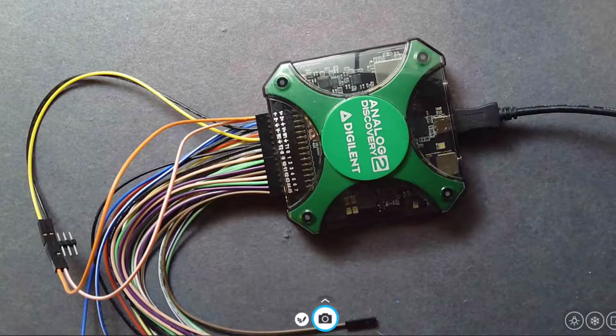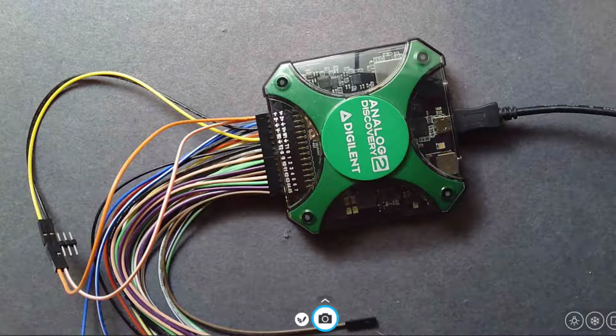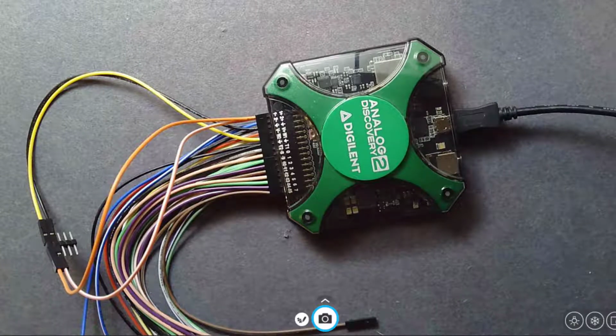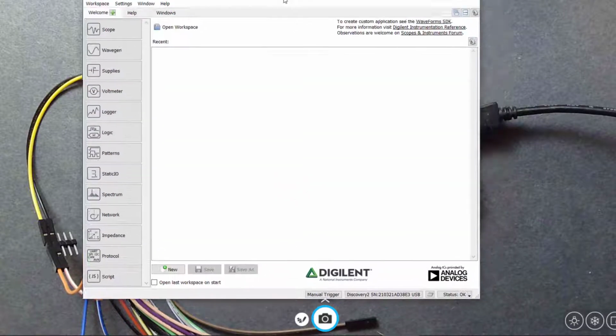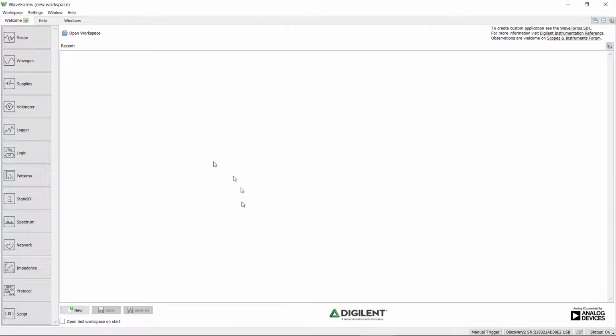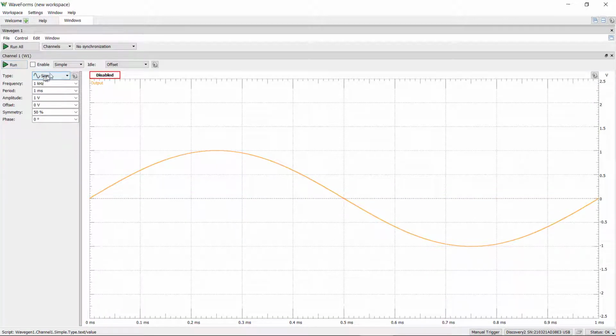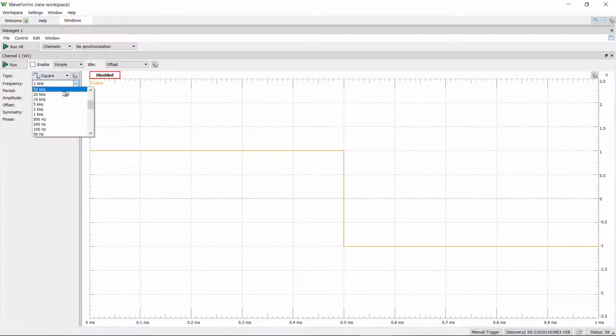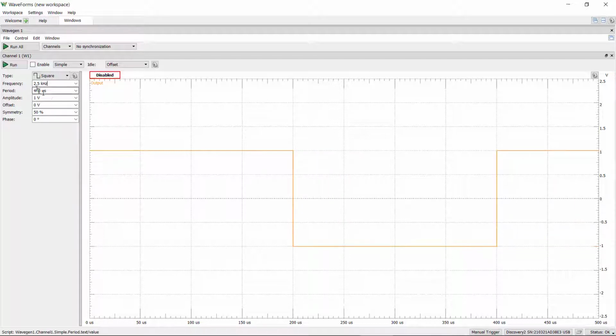That's our setup. Now let's open up the Waveforms software and we'll take a look at our signal and we'll generate a nice square wave and we'll characterize it. Here's the software. We're going to turn on the scope and we're going to turn on the wave generator. Let's check the wave generator. We want a square wave. Let's set it up for 2 kilohertz, and of course if we wanted 2.5 kilohertz, for example, we just type it in and there it is.